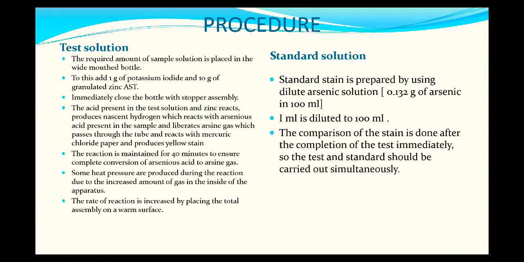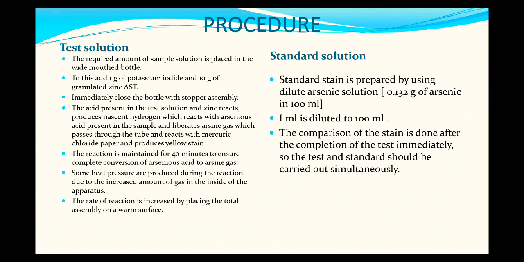This is the procedure. Next, the reaction is maintained for 40 minutes to ensure complete conversion of arsenious acid to arsine gas. This is the net reaction, the conversion of arsenious acid to arsine gas. Some heat and pressure are produced during the reaction due to the increased amount of gas inside the apparatus. And last, the rate of reaction is increased by placing the total assembly on a warm surface or an electrical water bath. This is the procedure for the test solution, done using the Gutzeit apparatus.